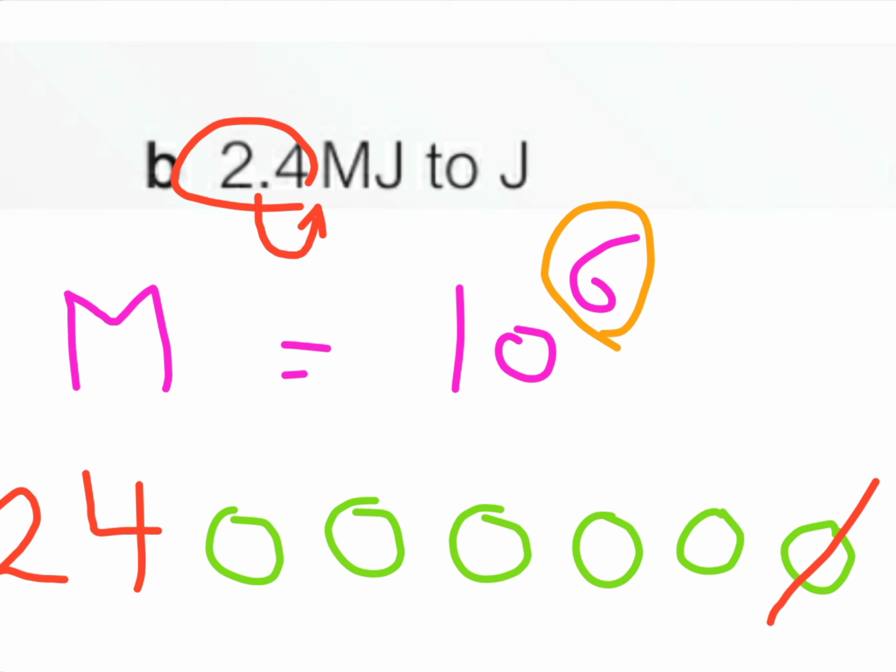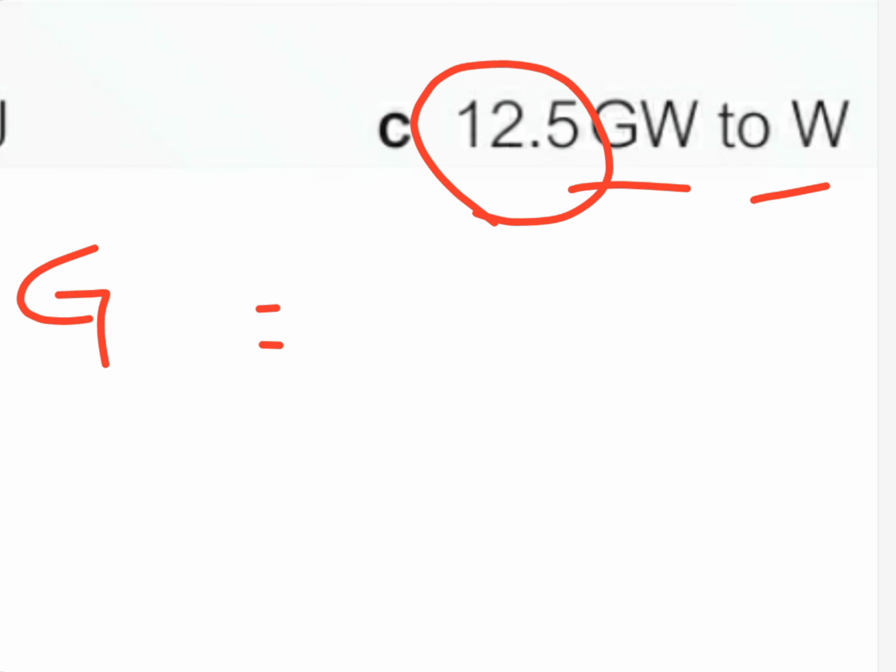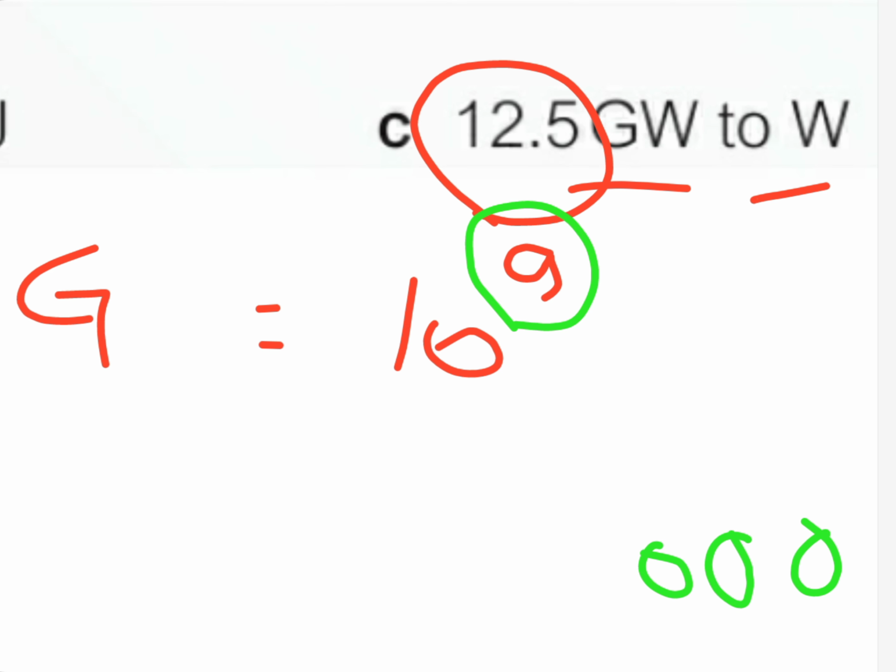Now, let's move on to question C. In question C, he wants you to convert 12.5 gigawatts to watts. We understand that giga means 10 power of 9. Very good. Now, 9 means 9 zeros. So we write the zeros here: 1, 2, 3, 4, 5, 6, 7, 8, 9.